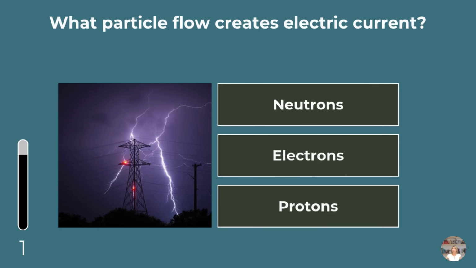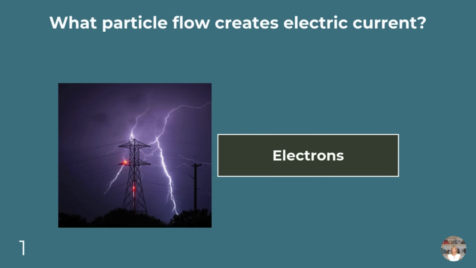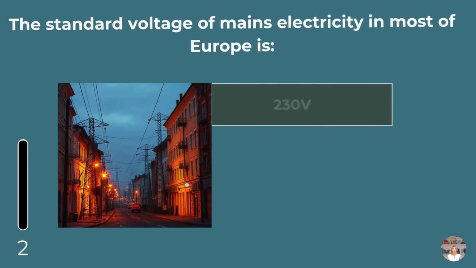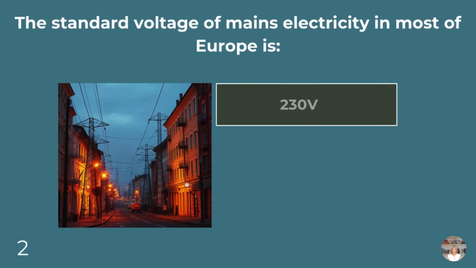What particle flow creates electric current? Neutrons, electrons, or protons? Electrons. The standard voltage of mains electricity in most of Europe is 230 volts, 110, or 400. 230 volts.